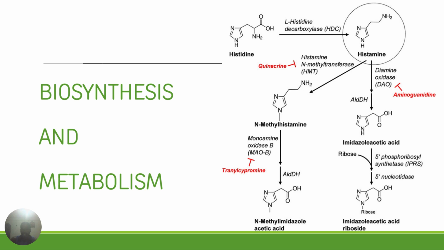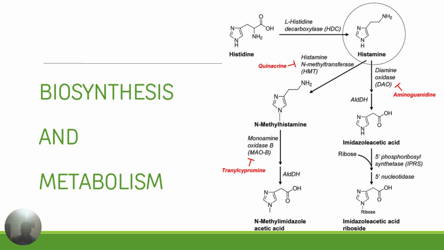On the right side, I have a pathway that converts histamine into imidazole acetic acid by DAO, which is diamine oxidase. The next process is the conversion of imidazole acetic acid into imidazole acetic acid riboside by the use of 5-phosphoribosyl synthetase and also 5'-nucleotidase enzyme. Here, ribose is used in the process. On the right side, we are done.